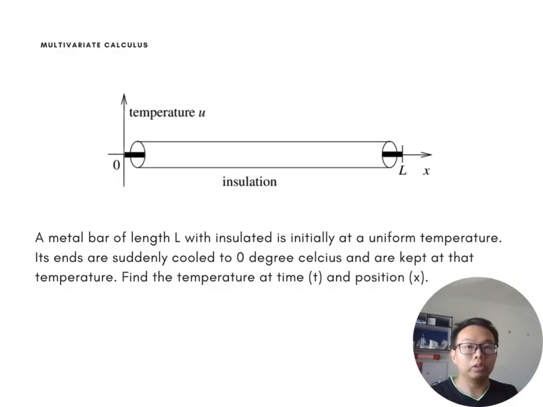So the scenario is that an insulated metal bar with a length of L is initially at a uniform temperature, and its ends are suddenly cooled to 0 degrees Celsius and kept at that temperature. So we need to find the temperature at time t and position x.